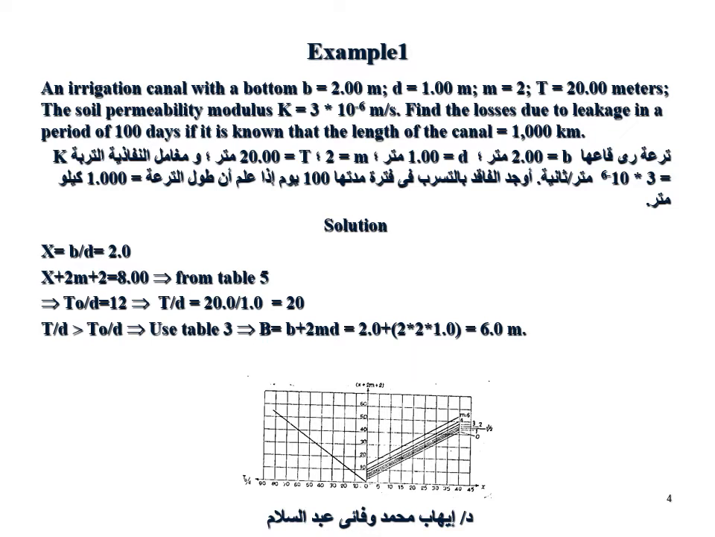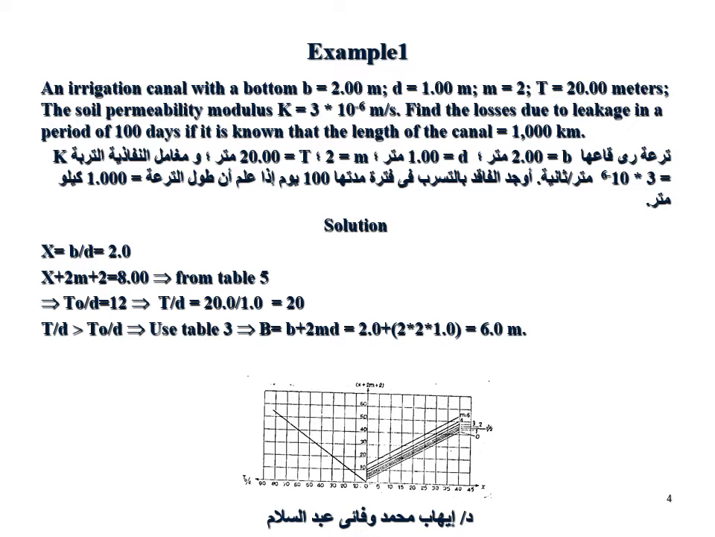An irrigation canal with the bottom B equal 2 meter, D equal 1 meter, M equal 2 meter, T equal 20 meters. The permeability modulus K equal 3 multiplied by 10 under minus 6 meter per second. Find the loss due to leakage in a period of 100 days, if it is known that the length of the canal is 1 kilometer.